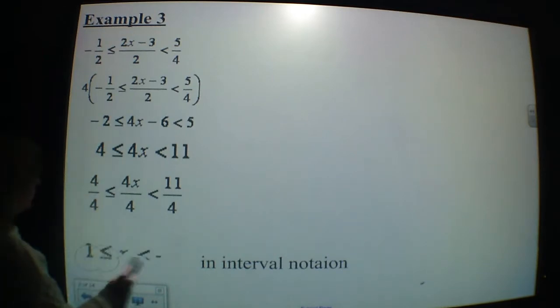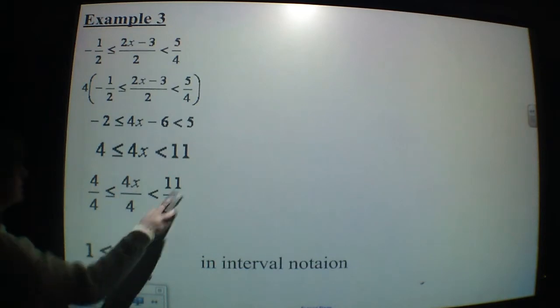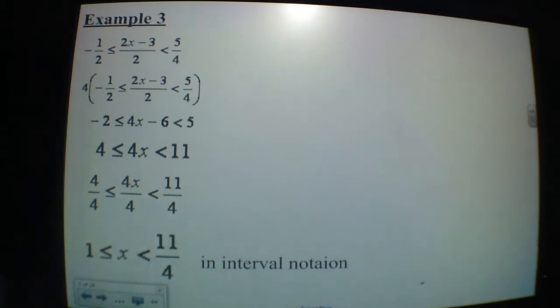So you have 1 is less than or equal to x is less than 11/4. In interval notation, it includes the 1, so it's a squared off bracket. It does not include the 11/4, so it's the rounded.